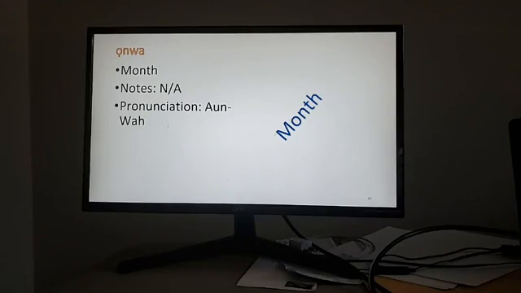Month. In order to say the time frame of a month, you would say Aun-Wah. And it breaks down as follows. The O with the dot underneath, again, we call that a diacritic, and it makes an aw sound like auto. So that's why I'm saying Aun-Wah. Again, one more time, Aun-Wah, month.